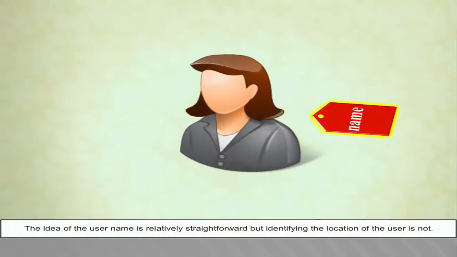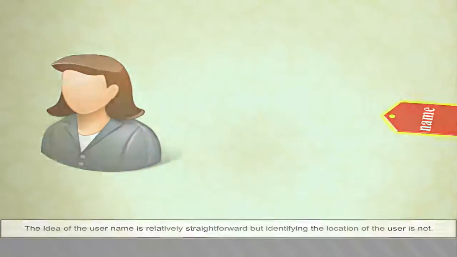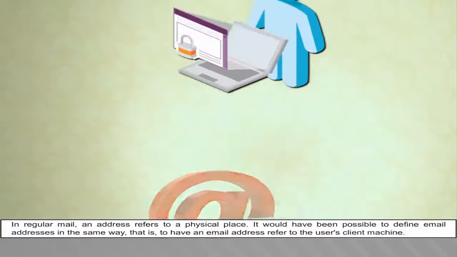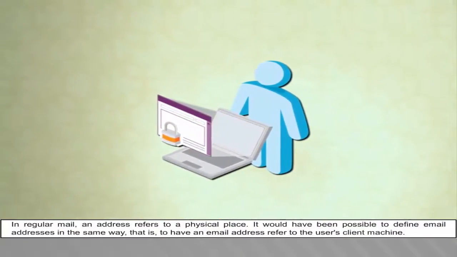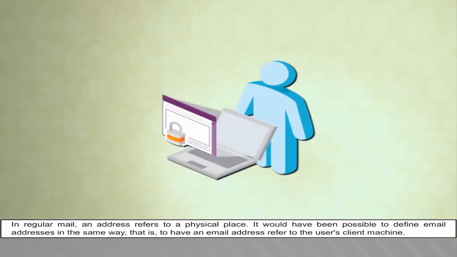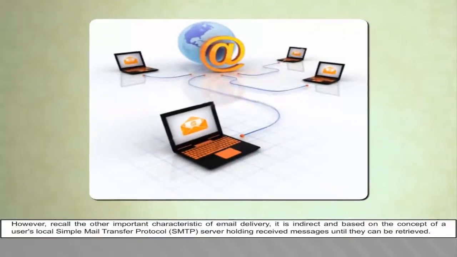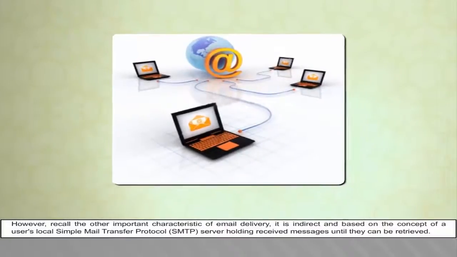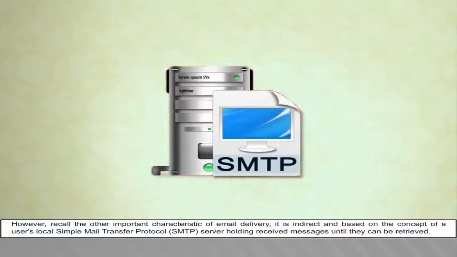The idea of the username is relatively straightforward, but identifying the location of the user is not. In regular mail, an address refers to a physical place. It would have been possible to define email addresses in the same way, that is, to have an email address refer to the user's client machine. However, recall the important characteristic of email delivery. It is indirect and based on the concept of a user's local Simple Mail Transfer Protocol (SMTP) server holding received messages until they can be retrieved.